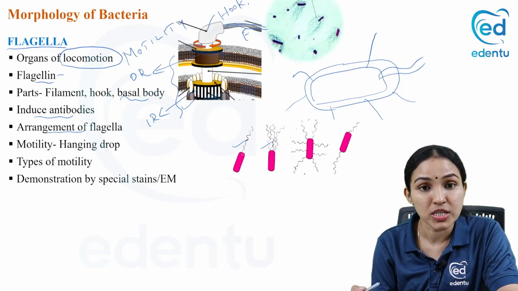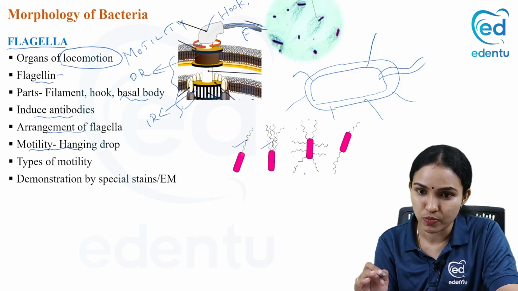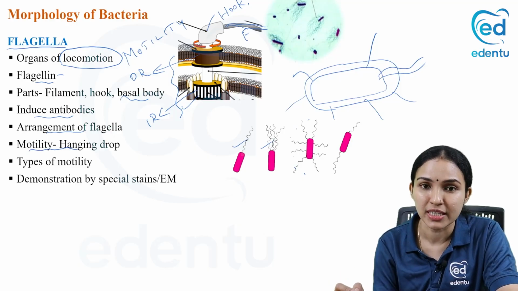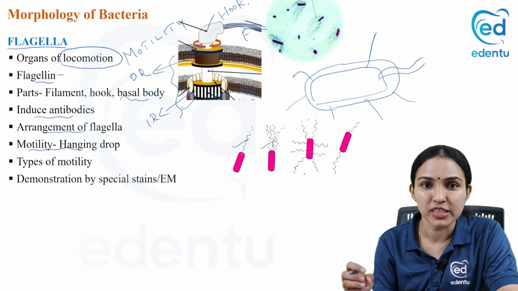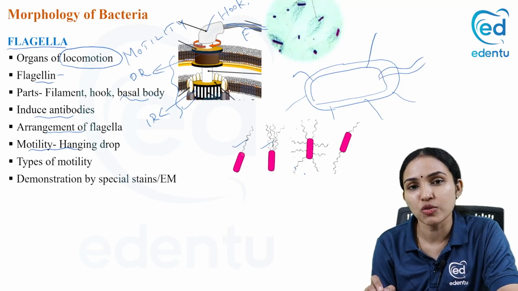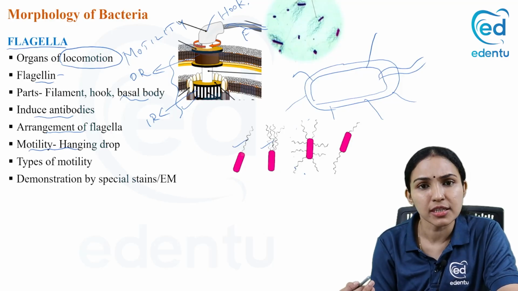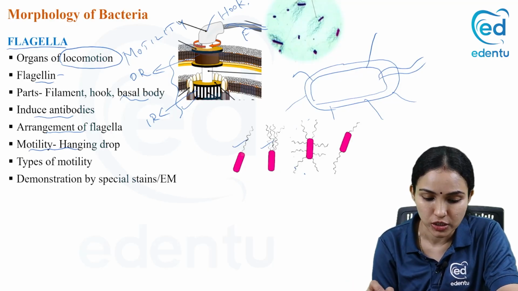Now, how will you demonstrate flagella? You can see whether the bacteria is motile. You can just observe under the microscope. You put a slide and see through the microscope whether the bacteria is moving. That method is called the hanging drop method. With the help of the hanging drop method, you can demonstrate motility of bacteria. That will help you to recognize whether the bacteria has flagella or not.